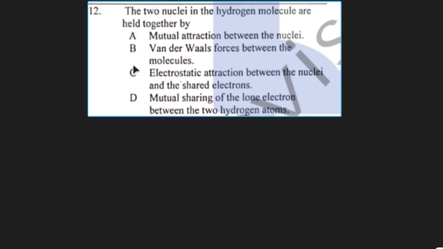So the hydrogen atoms are held by an electrostatic force of attraction between the two nuclei and the shared electrons, which is called a covalent bond. So our answer is C.